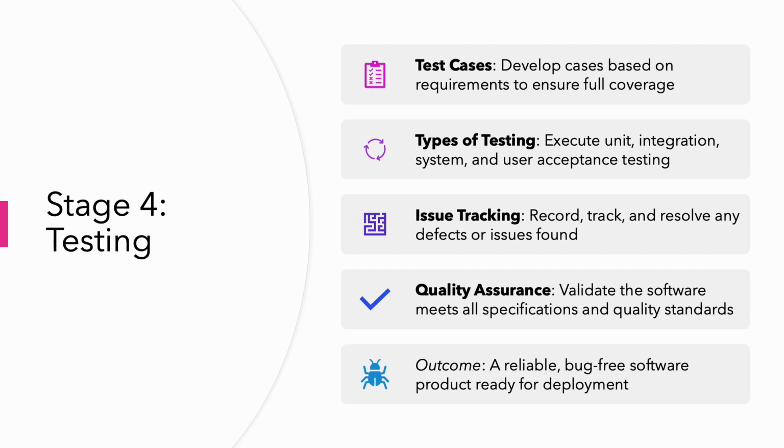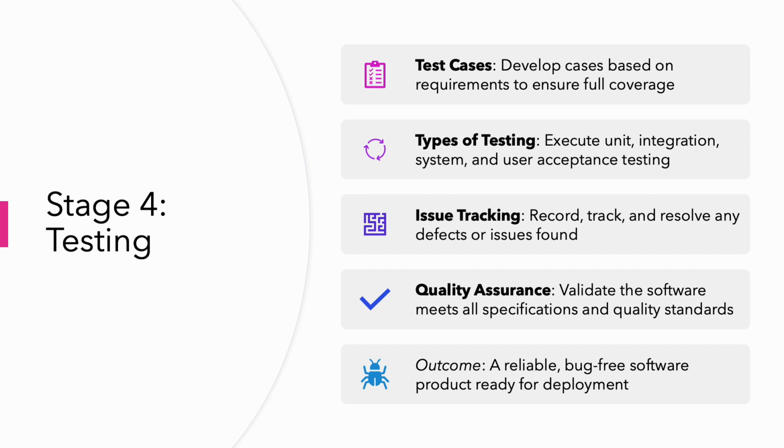Testing isn't one-dimensional. We perform unit testing to catch individual bugs, integration testing to ensure that different parts work together seamlessly, system testing to validate our complete application, and user acceptance testing to confirm that the software meets the client's needs and expectations.